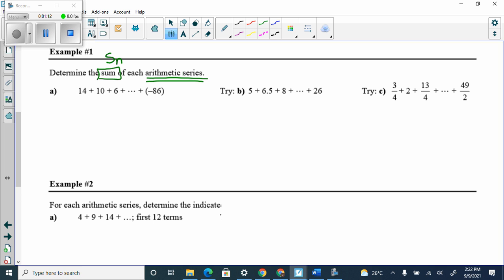So we are going to write down our knowns, which means what we know. What do we know? We know Tn. Tn is the last one, negative 86. And T1 is 14. And d is negative 4, because I'm going to go term 2 minus term 1.